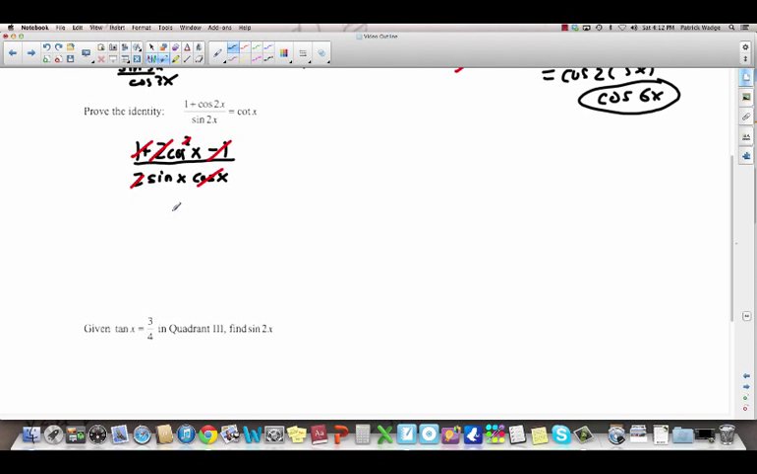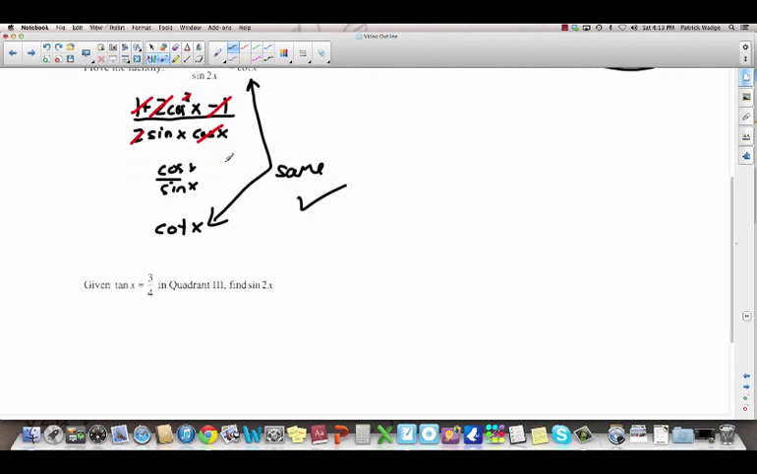What we're left with is cosine over sine. Cosine over sine, that's the same as cotan x. Hey, what do you know? This is exactly the same thing. We're done. Was that too confusing what I did here? I hope not. Okay, last one.